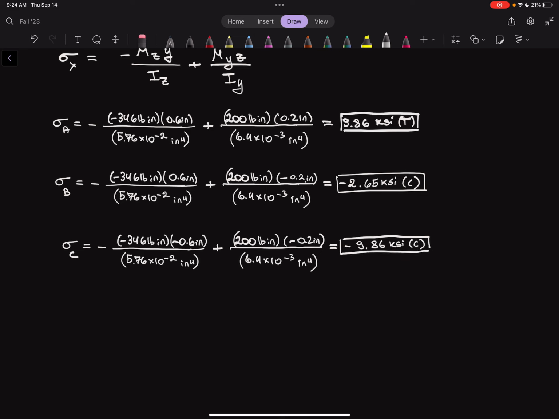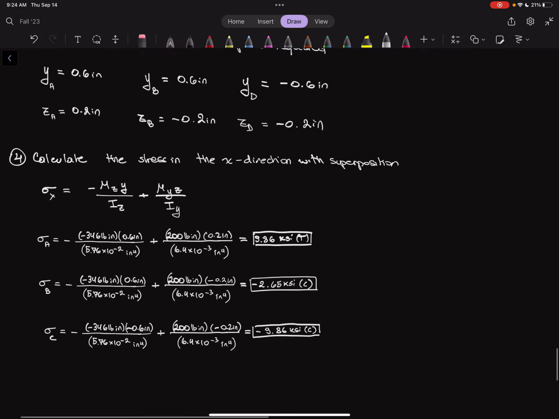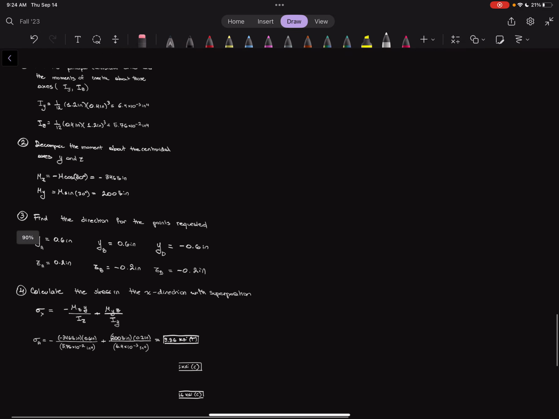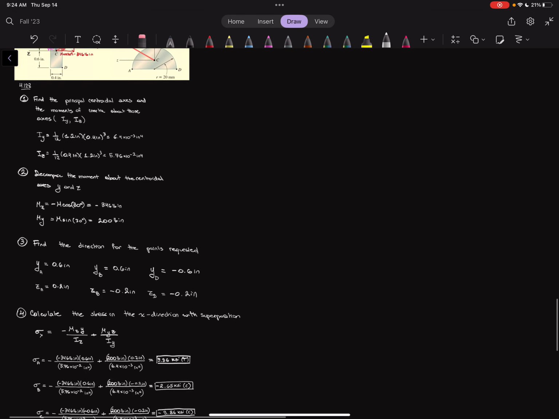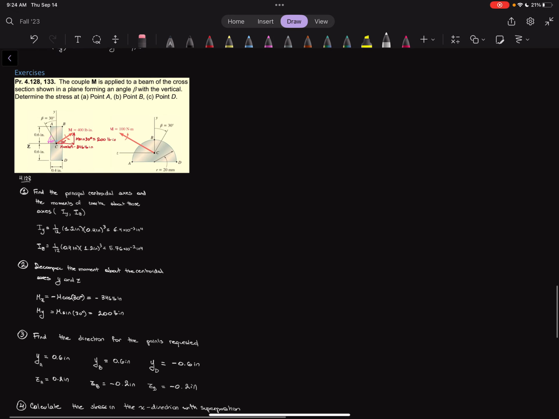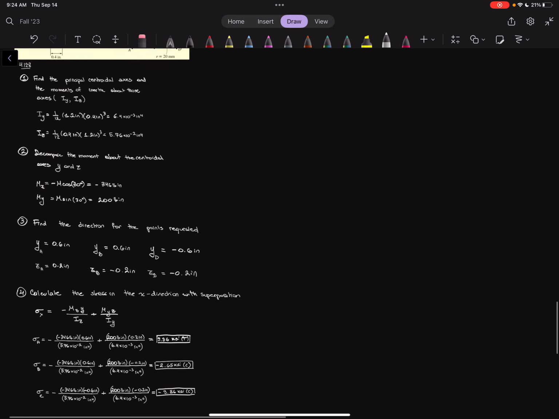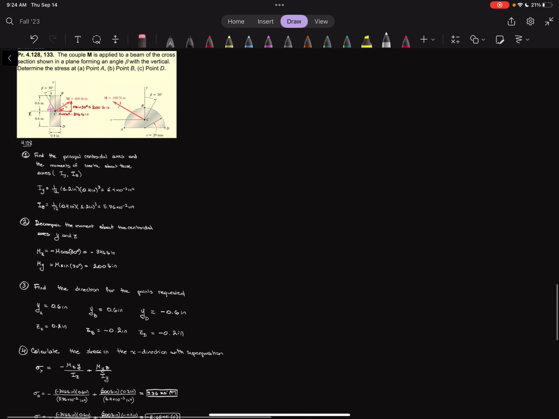And that's our results, and they're confirmed as well. So this is how to do combined bending, or asymmetric or unsymmetric bending. I hope this was useful, and I'll see you next time.